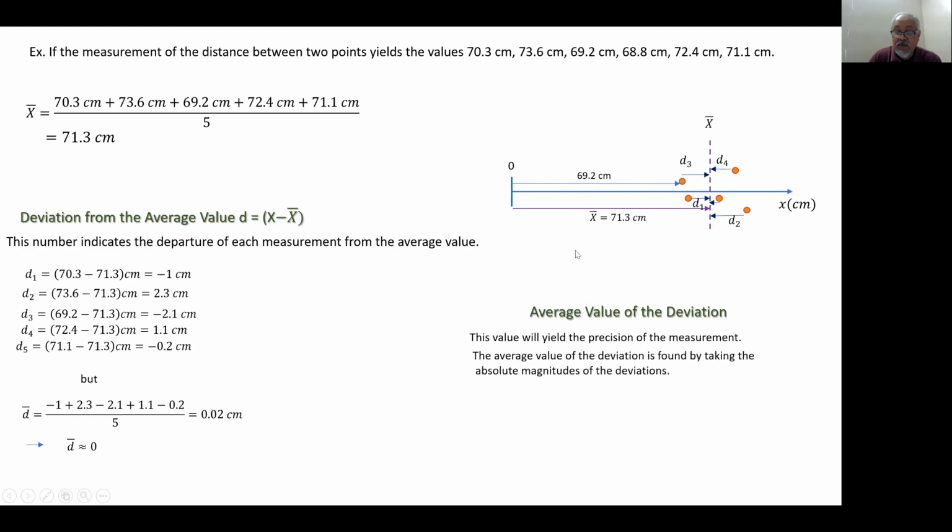Okay, perfect. Now the average value of the deviation is found by taking the absolute magnitude of the deviation, right? Absolute magnitude, correct? Like in this case, distances. And what do we have? Well, let's take the absolute values for each deviation, correct? And divide by the number of the trials, as another average. Great, and what do we have? Well, when we substitute the values, we find that the average of the deviation is 1.3 centimeters. That makes more sense than this one, which is zero.